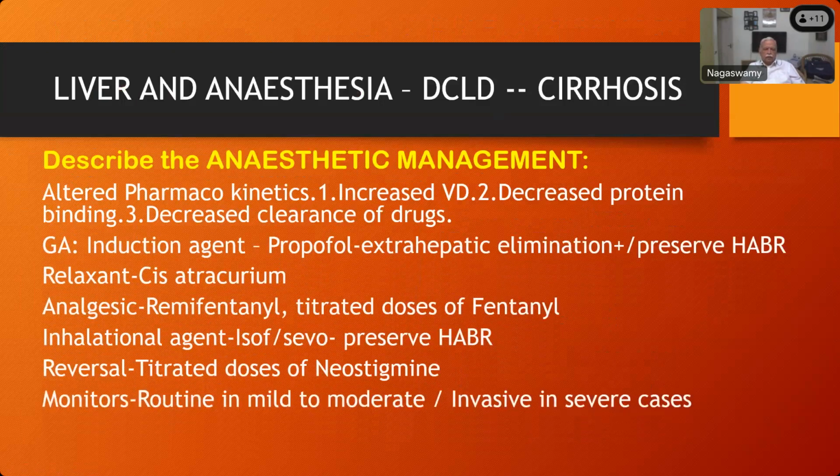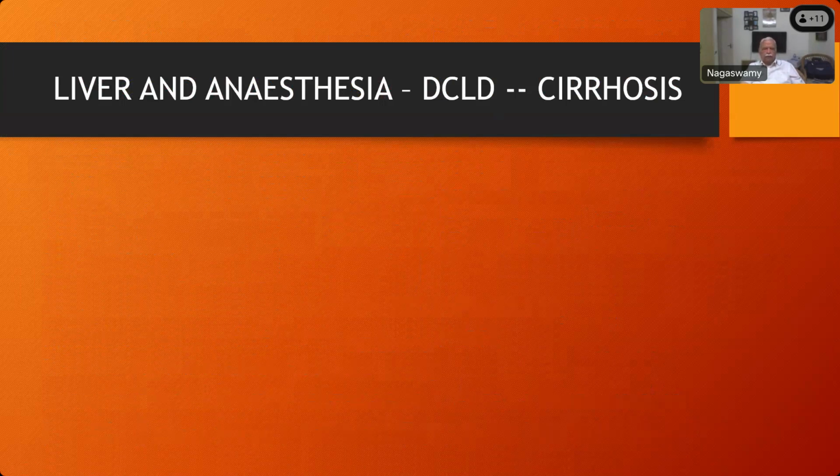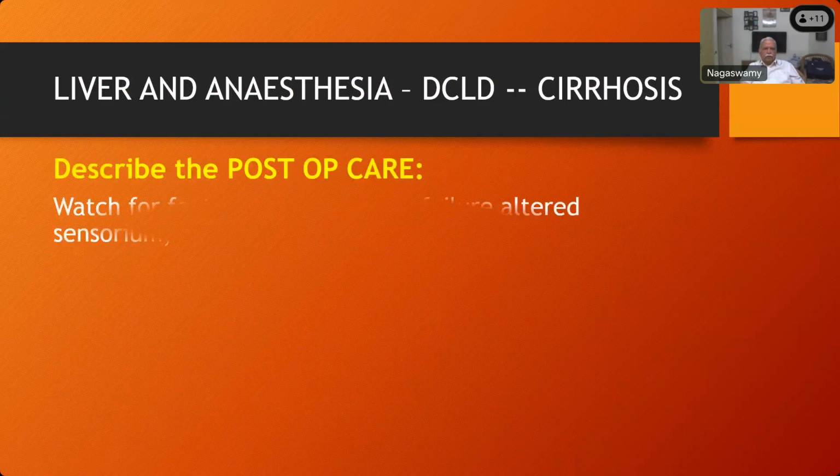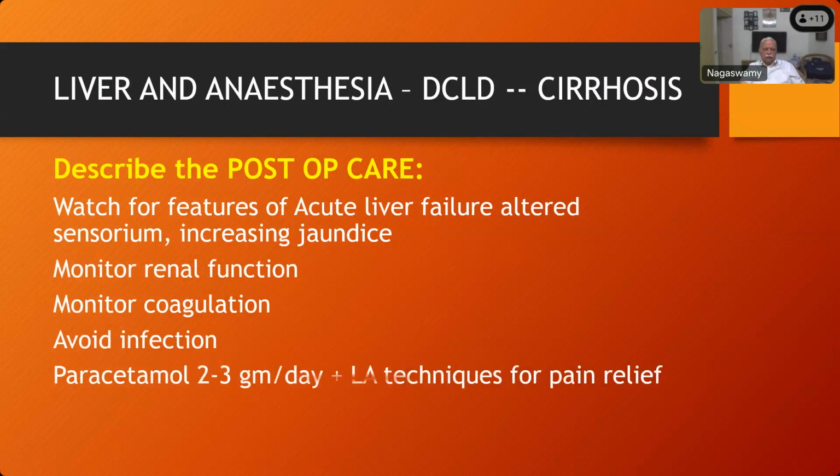Relaxants are succinylcholine and atracurium, analgesic remifentanil or a titrated dose of fentanyl, and inhalation agent isoflurane, and titrated doses of neostigmine. Monitors can be routine in mild cases and invasive monitoring in severe cases. Regional is safe if the coagulation profile is okay and the diastolic blood pressure is not too low, and always keep the level below T10. And post-op care: watch for acute liver failure or altered sensorium, increasing jaundice, monitor renal function and coagulation, avoid infection, and paracetamol.